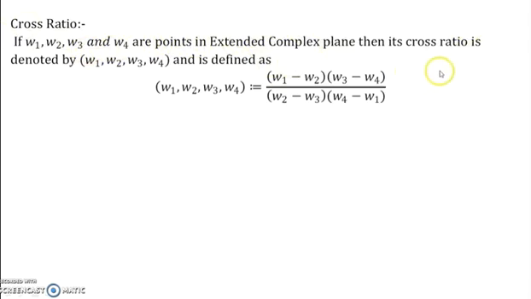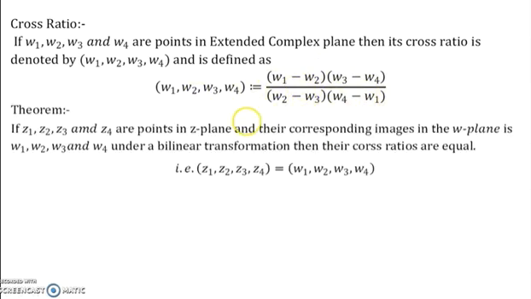W1, W2, W3, W4 are points in the complex plane. Then the cross ratio is denoted by (W1, W2, W3, W4) is equal to (W1 minus W2) into (W3 minus W4) by (W2 minus W4) by (W4 minus W1). This is the cross ratio of the given points W1, W2, W3, W4. So next we move on to the next theorem based on this cross ratio.